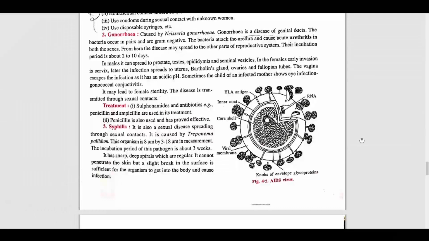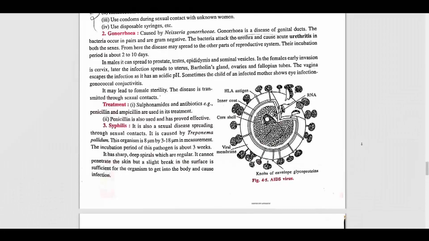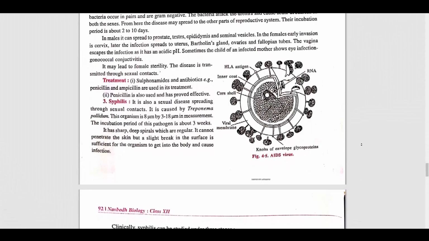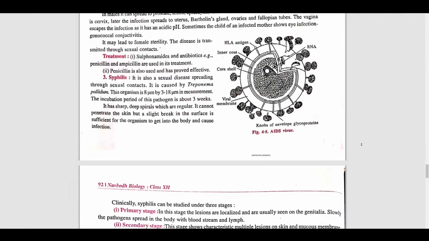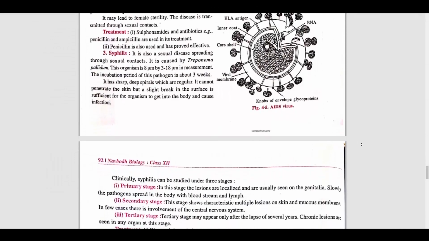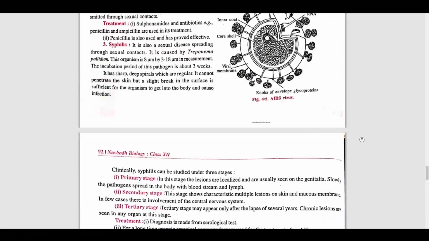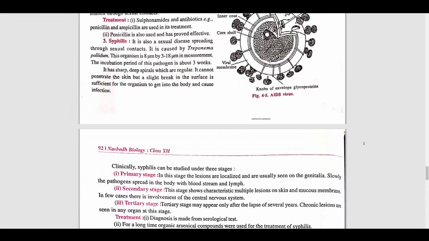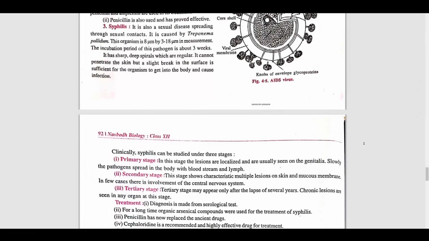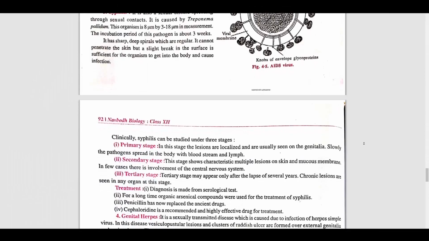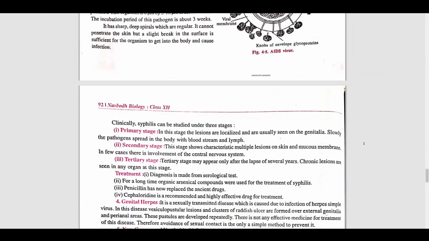Now we'll talk about syphilis. It is also a sexual disease spreading through sexual contact. It is caused by Treponema pallidum. This organism measures 8 μm by 3 to 18 μm. The incubation period of this pathogen is about 3 weeks. So these are the different types of diseases we may have, also known as sexually transmitted diseases.